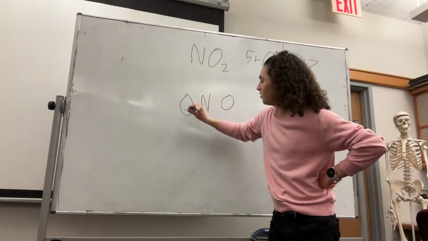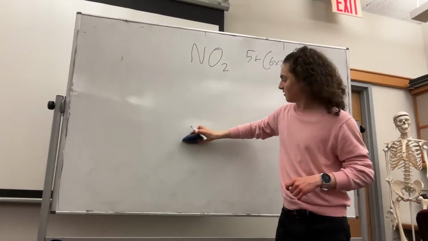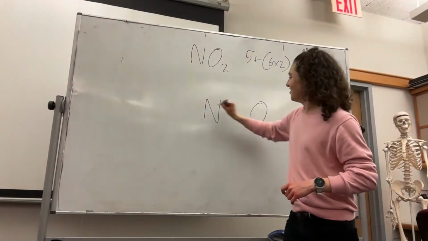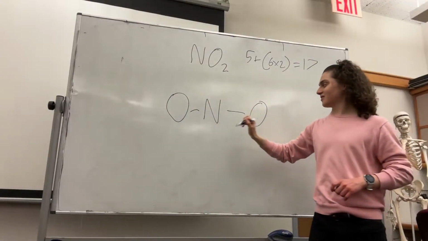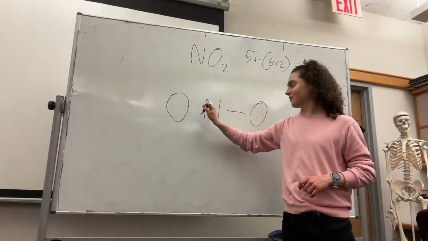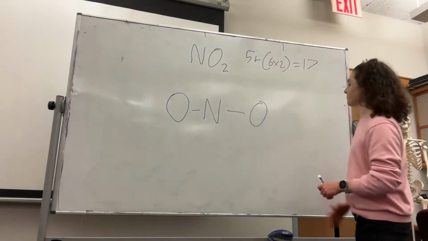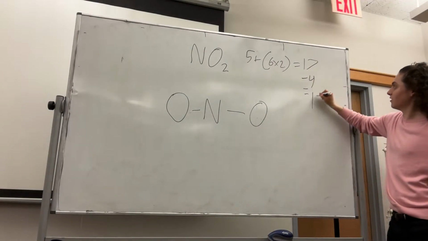Okay, now I put out my atoms. Don't be afraid to take up space. N, O, and O. Bond, bond, because I want all my atoms together. That's something I do whenever I'm drawing any Lewis structure. Okay, 17 minus 4 equals 13.